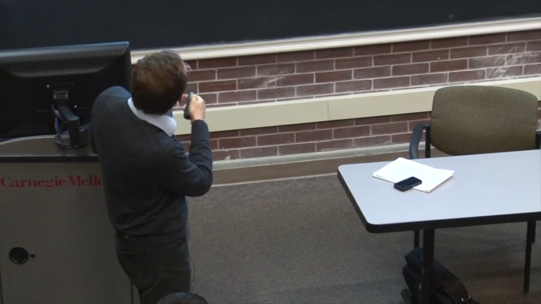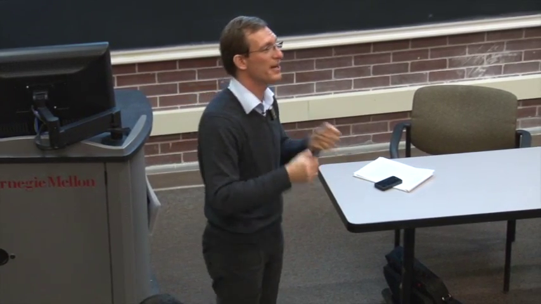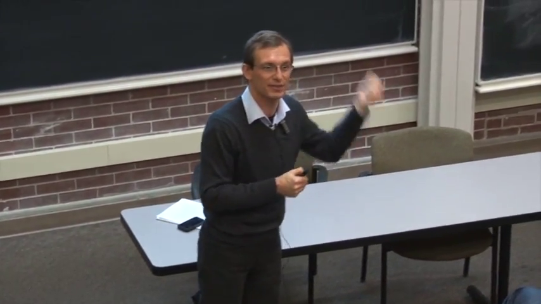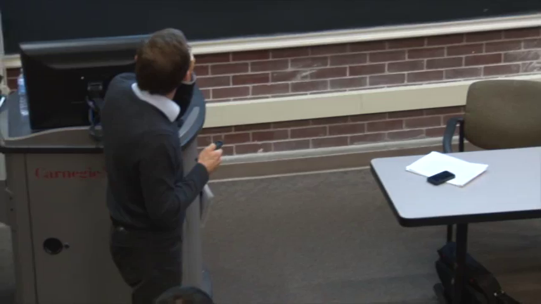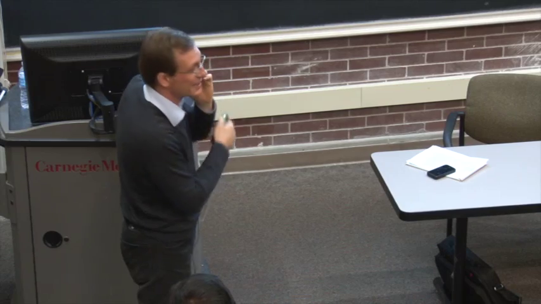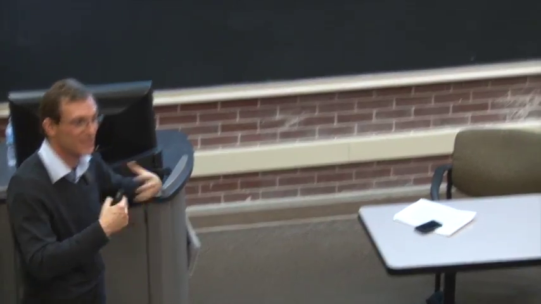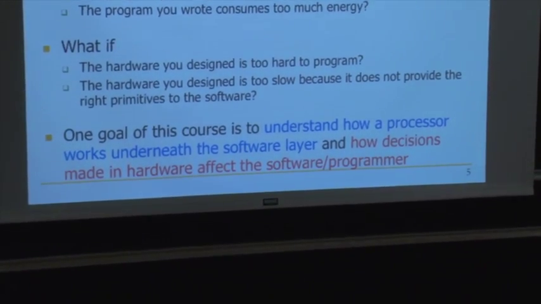And again, similarly, the hardware. What if the hardware you designed is too slow because it doesn't provide the right primitives to the software? It doesn't give the operating system the right hooks to do things fast. And we will see some examples of this. So one goal of this course is actually to enable you to cross the abstraction layers, understand how a processor works underneath the software layer, and design it also, and how decisions that are made in hardware affect the software and the programmer.